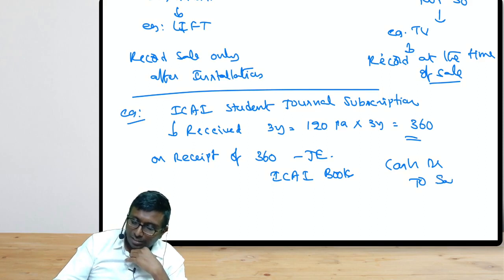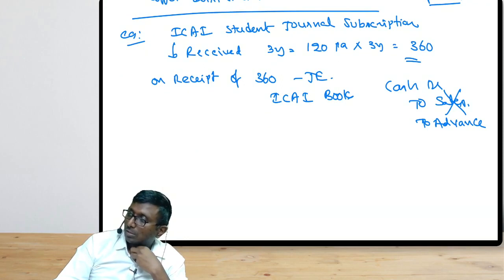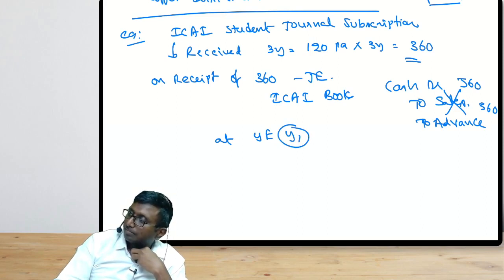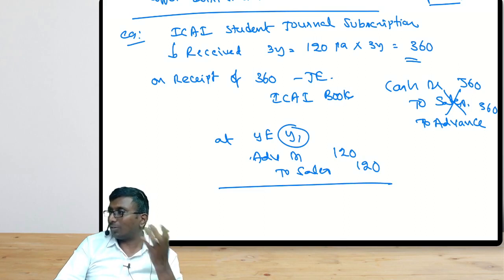Shall I record sale of books or not? Not for 3 years. That is not sale, that is advance from customer. It should be called advance. Understood? At the end of the first year, this 360 you wrote, what will he record? Advance account debit to sales, how much? 120, because you must have supplied whatever you supplied.